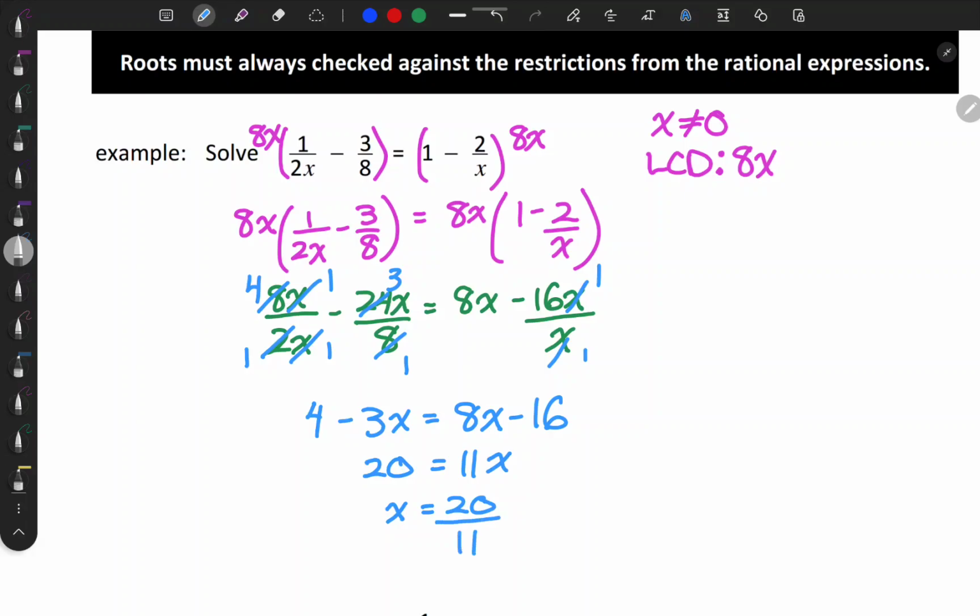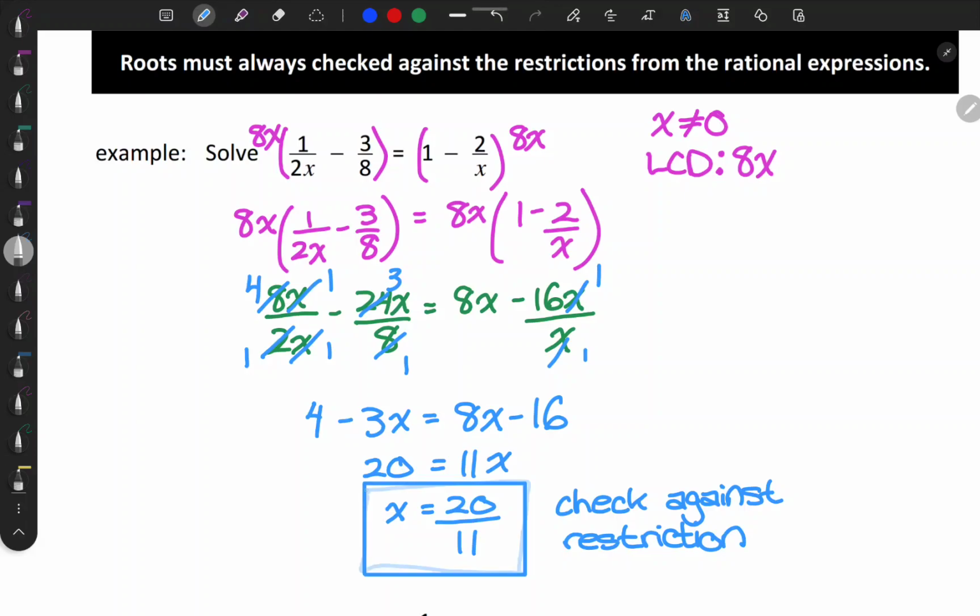At this point, that is our solution or root, and I must check this against the restriction. In this case, my only restriction is that x cannot be equal to 0. So this is okay as a solution. X is equal to 20 over 11.